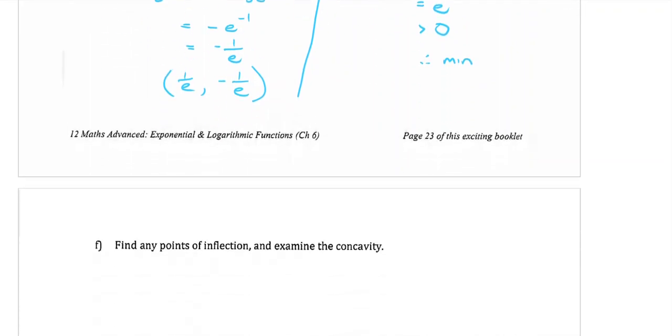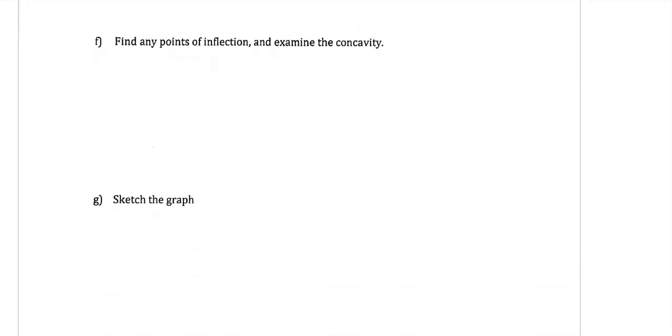Next, getting close to the end, f. Find any points of inflection and examine the concavity. Points of inflection are when we make the second derivative equal to 0. My second derivative was 1 over x. Can 1 over x be equal to 0? No. Because as soon as you try and times that x over, you get 0 equals 1. So this has no solution.